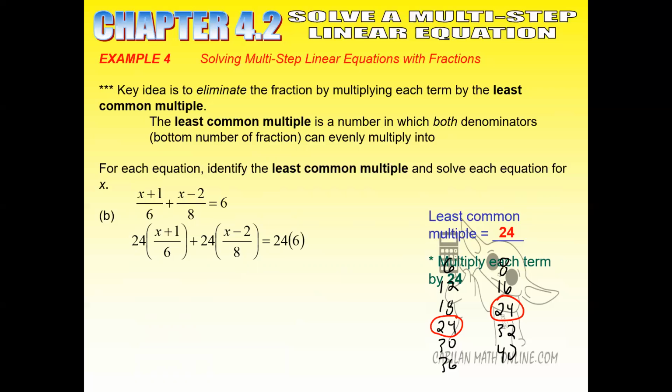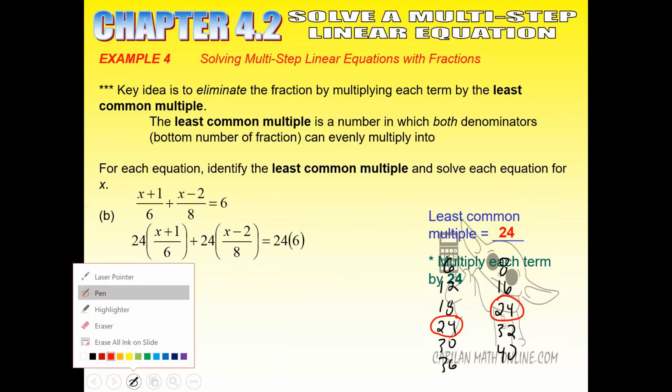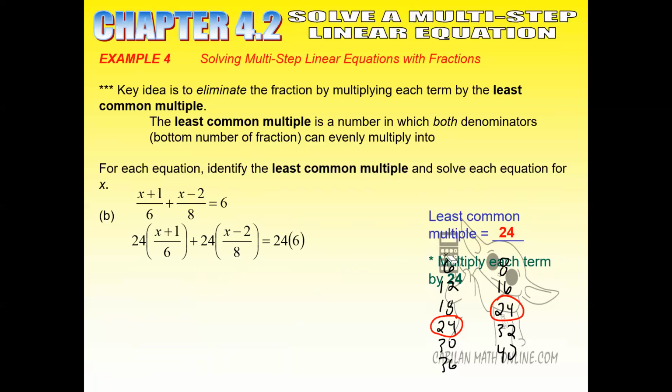From here, what we want to do is figure out what's going to happen with the numbers that are in front of the brackets. I just have to erase something so you can see what I've written down here. When you multiply the 24 to the first bracket, the 24 and the 6 cancel out, and 24 divided by 6 gives me 4. So that's what that 4 is.